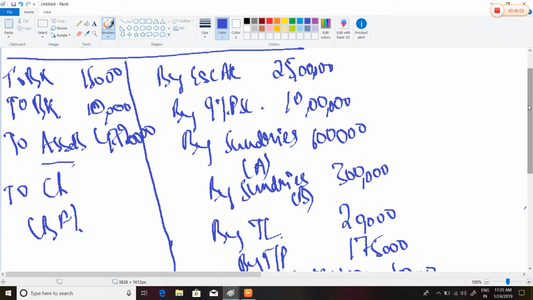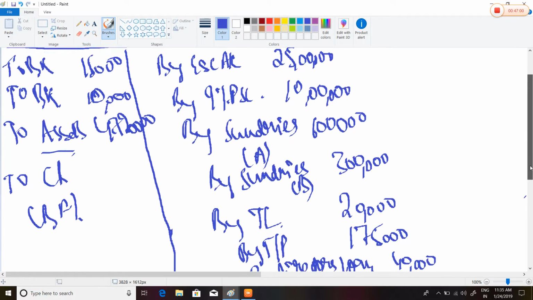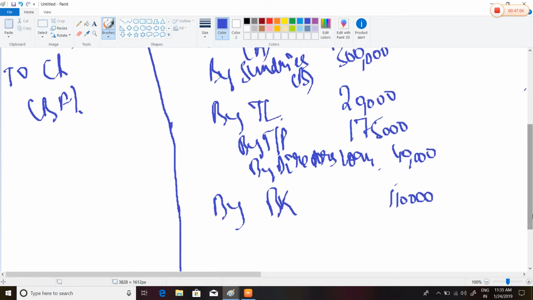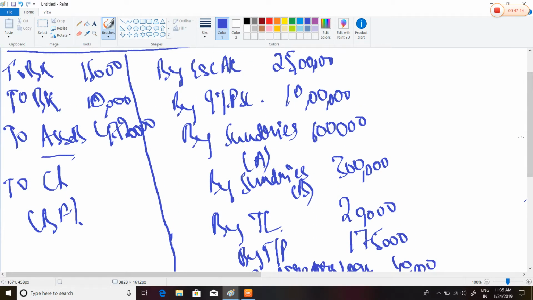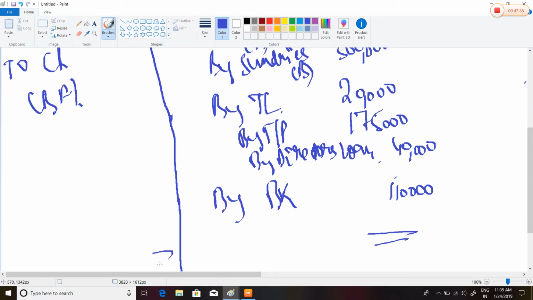25 lakhs plus 10 lakhs plus 6 lakhs plus 3 lakh plus 20,000 plus 1 lakh 75,000 plus 40,000 plus 1 lakh 10,000 minus 15,000 minus 10,000 minus 47 lakh 20,000. Luckily, there's no balancing figure in the question. Otherwise, if there would be a balancing figure, then it would be capital reserve. Right here, nil.